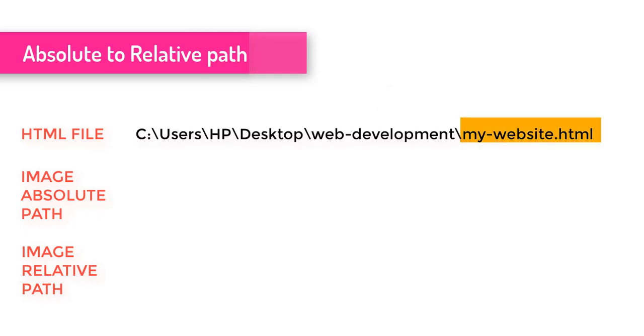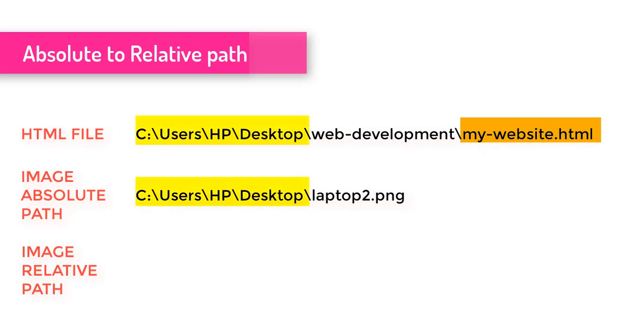Let's look at another example. Our HTML file is at the same location, but this time our image is on the desktop. So the common path between the two is only till desktop, and the browser is currently at the web development folder. So now we are going to tell the browser to move back one step, that is, go to desktop and then find this image. For going back, we will write two dots and a slash and then the remaining path. So this is going to be the relative path for this image.